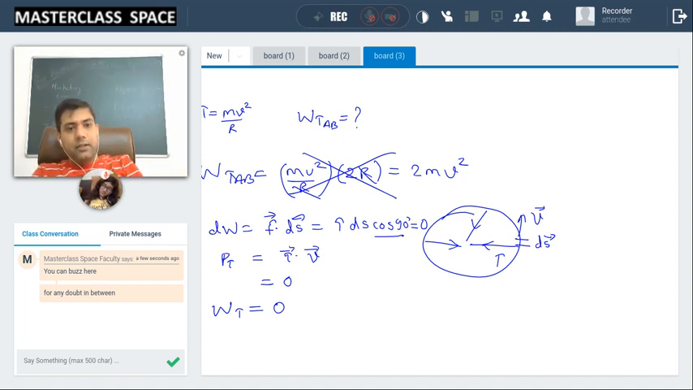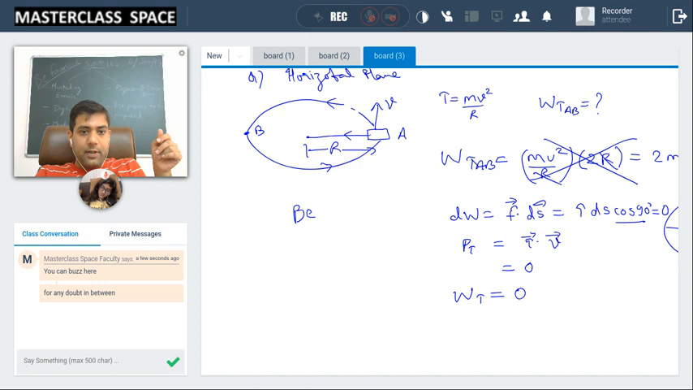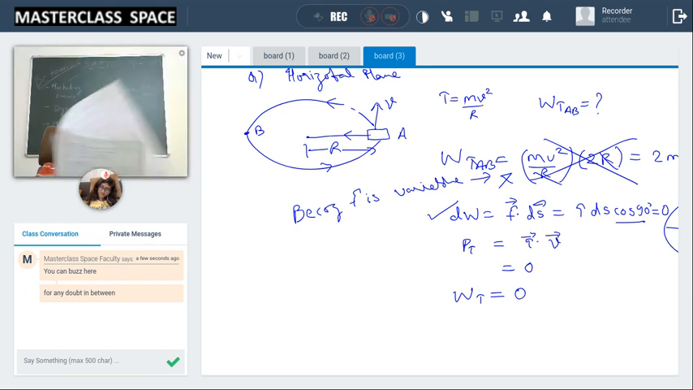Got it, Drisha? This is the concept. Because F is variable, I cannot use this. Because F is variable, so I cannot use this one. No, I cannot. I'd have to go by integration. And actually no integration is required. Okay.